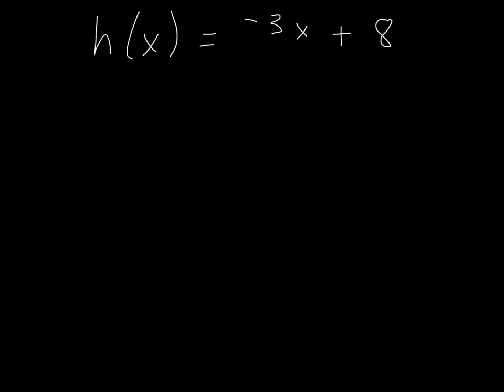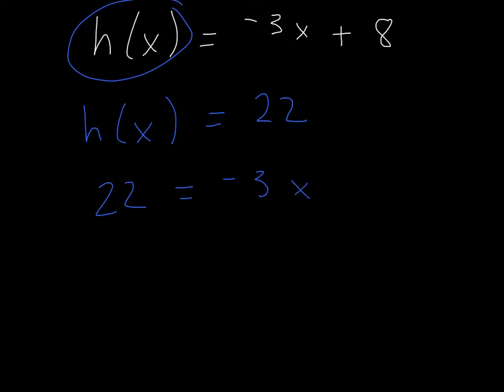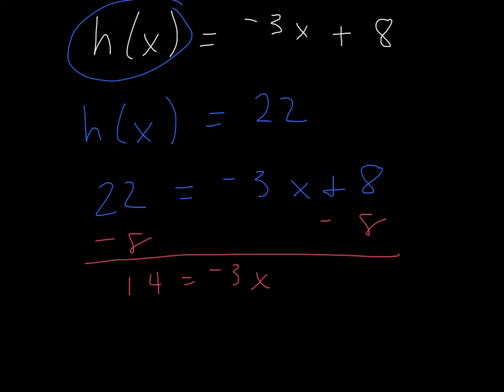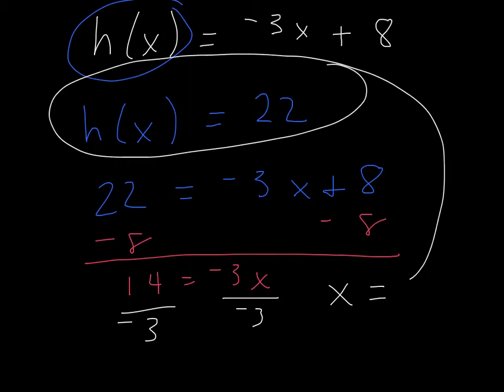So let's say here that I know that h of x equals 22. Instead of saying h of x, I'm just going to say 22 equals negative 3x plus 8. Then you would just do what you would normally do for a single step equation to solve it. Subtract 8 from both sides: 14 equals negative 3x. Divide by negative 3. So when you had an h of x that was 22, your x value is negative 14 over 3.